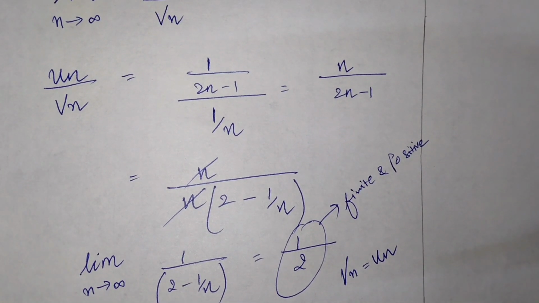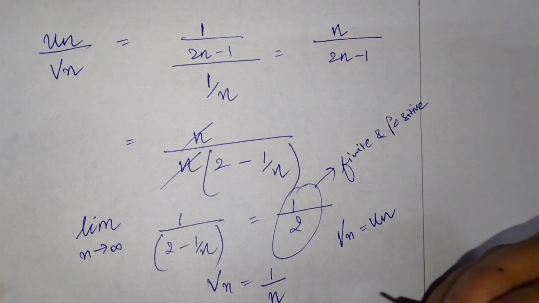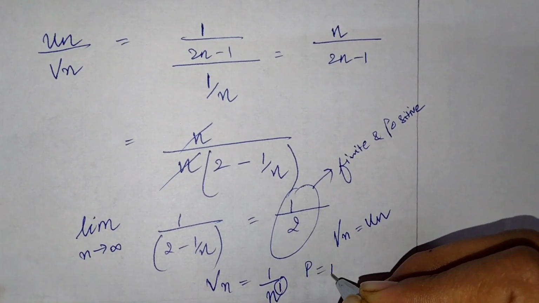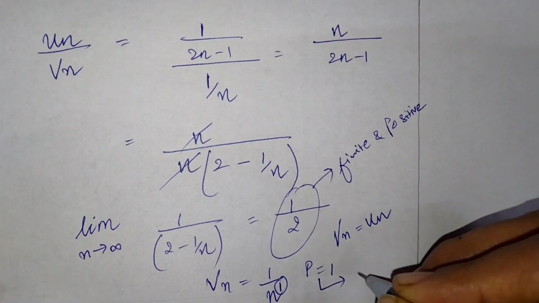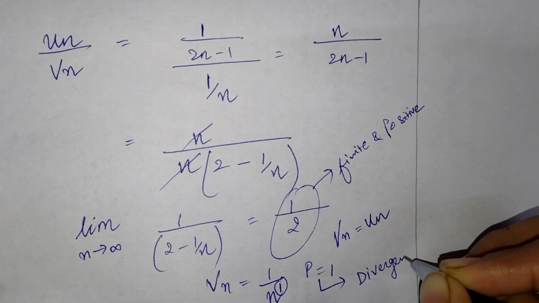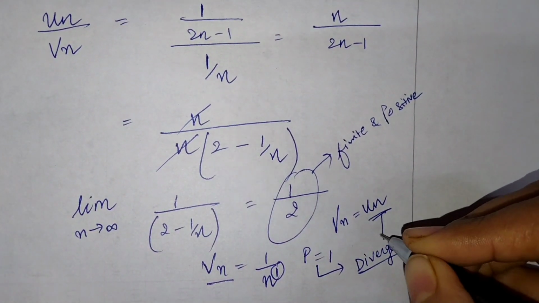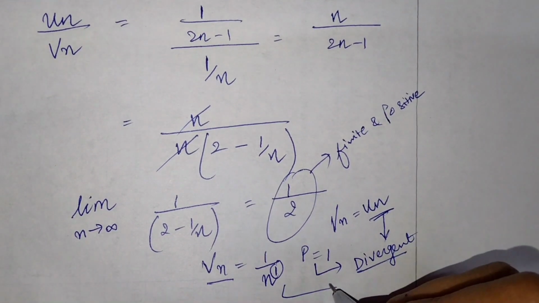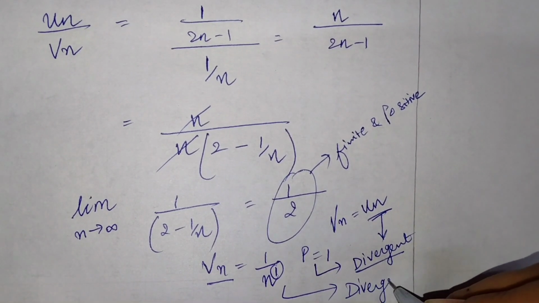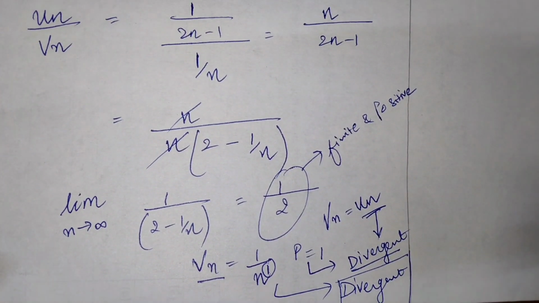So we will find whether the Vn is convergent or divergent. Vn is 1 by n. It means that value of p is 1. And whenever p is equal to 1, answer is divergent. Okay, so Vn is divergent, and as Vn is divergent, Un will also be divergent. So we can say that answer of this question will be divergent. Okay, so in this way you have to solve the examples of comparison test, which is very simple.